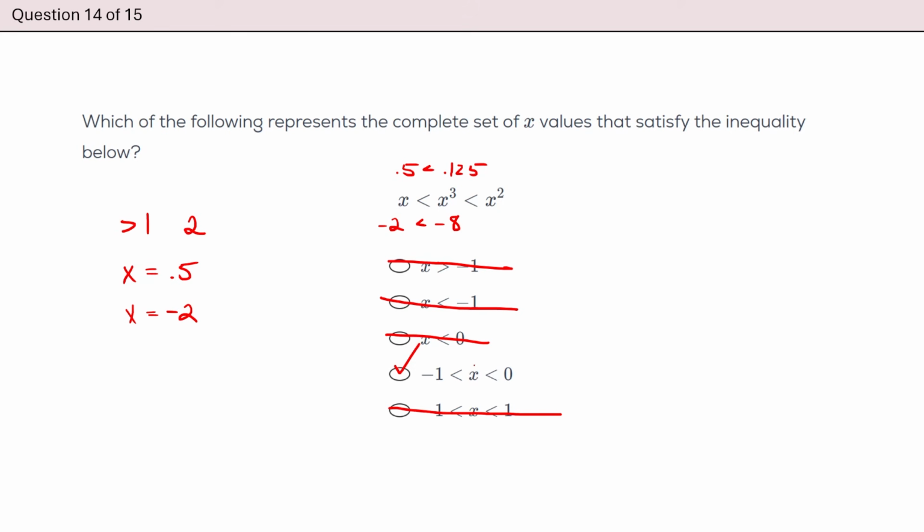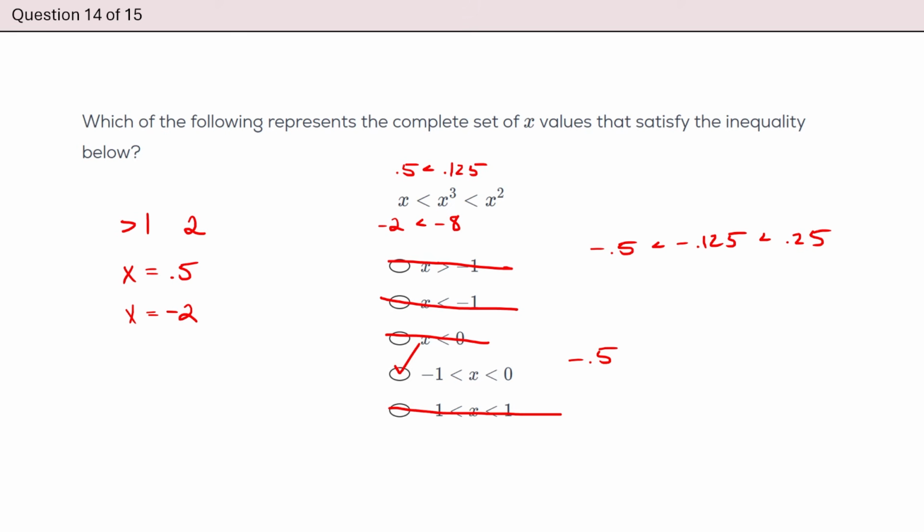Now, would I stop here or would I confirm? No, I would confirm this for sure. So take, for example, if you plug in -0.5, which is valid in this range, does it work? So let's see. So we would have -0.5, which is less than -0.125, which is true, which is less than a positive 0.25 (-0.5 squared), which is also true. So it works out. So the correct answer is D.